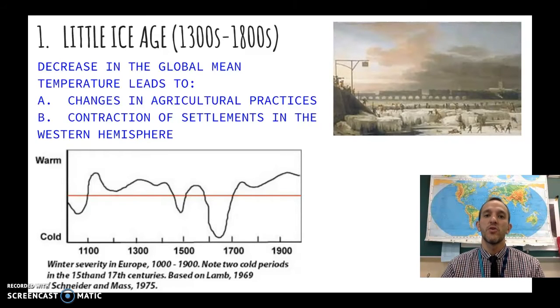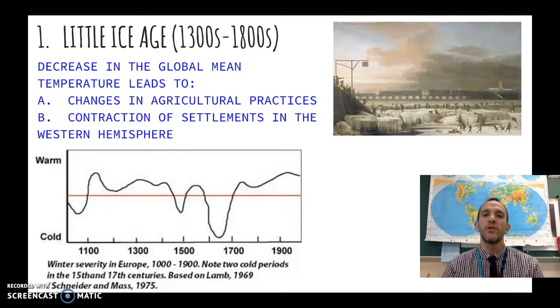Also, because of these cold winters, the settlements in the Western Hemisphere, in Europe and parts of West Africa, are going to shrink a little bit. So we're going to have this contraction of settlements. Historians, geologists, and environmental scientists are still trying to figure out exactly why. It's one of those topics that is still being written about today, about why this Little Ice Age happened.